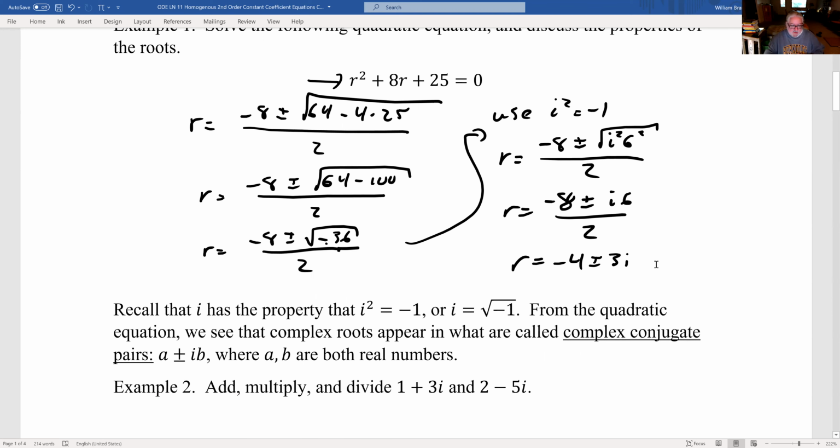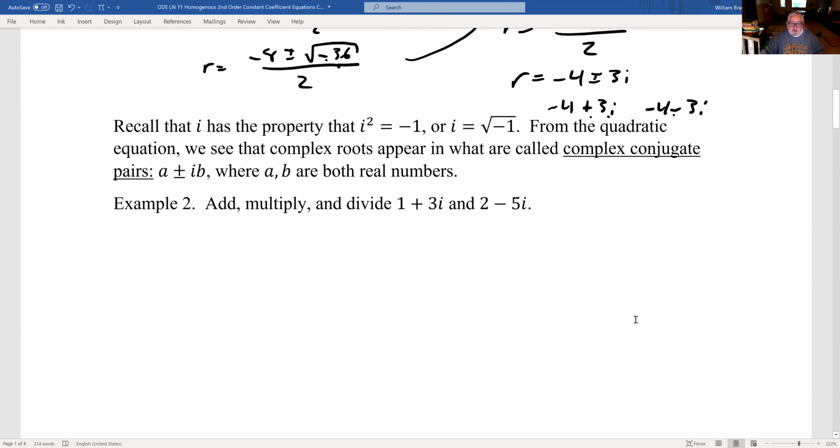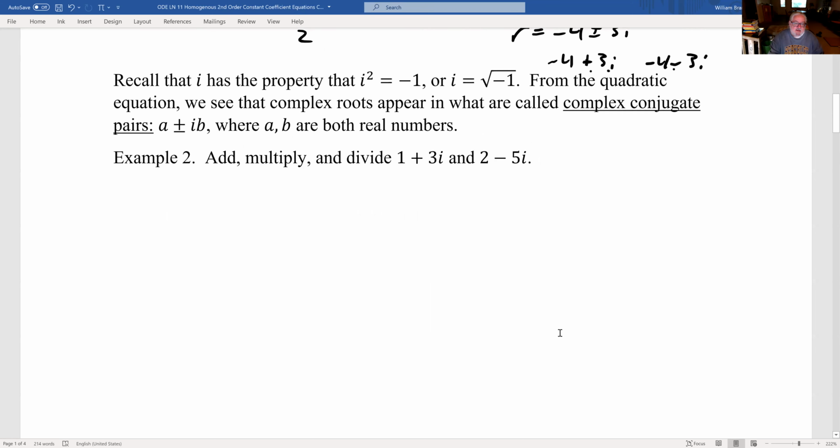So the i there is the complex number, i equals square root of minus 1. In quadratic equations, we see that complex roots appear in what are called complex conjugate pairs, a plus or minus ib. So here I've got minus 4 plus 3i, minus 4 minus 3i, and the only difference between those two is the sign on the term that has the i. So just as a little review of complex numbers, you can add them, multiply, divide.